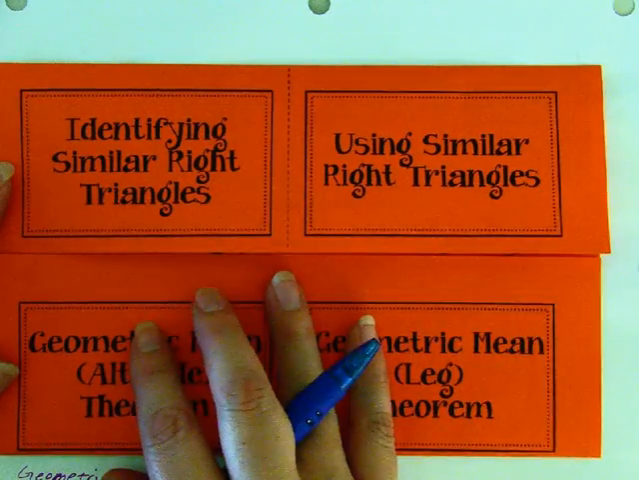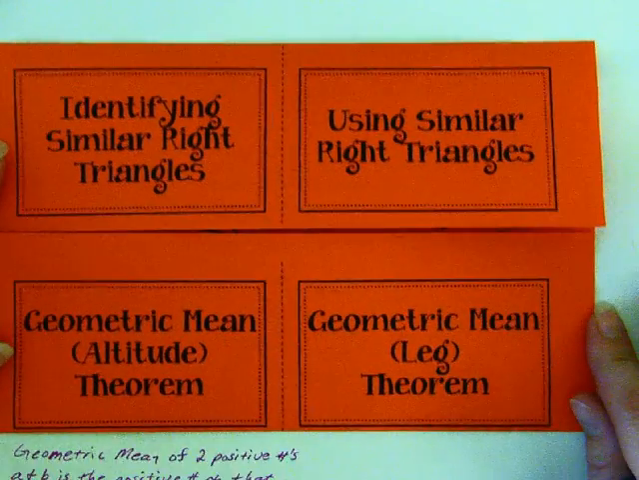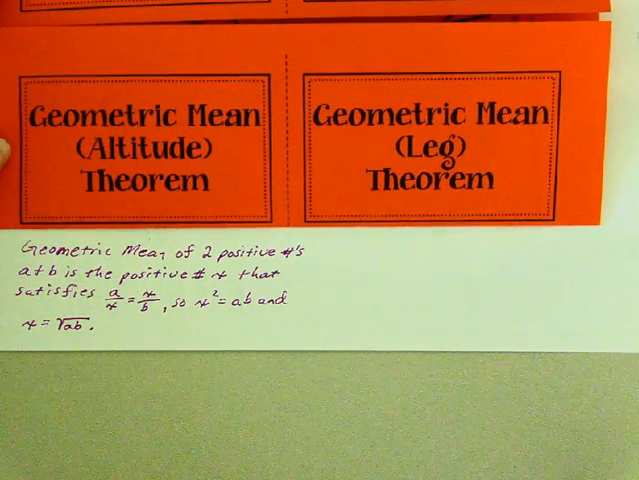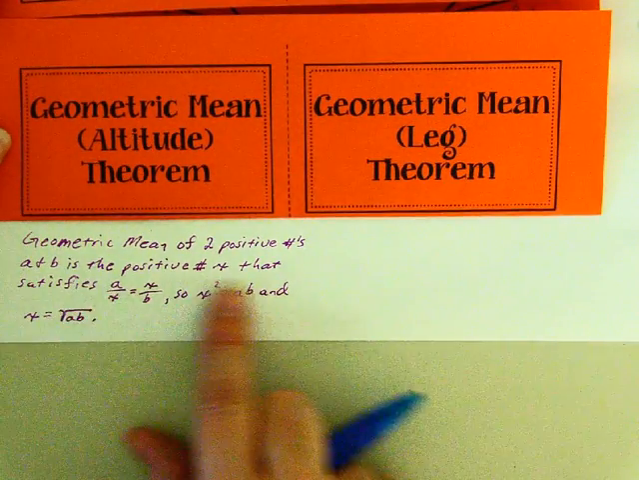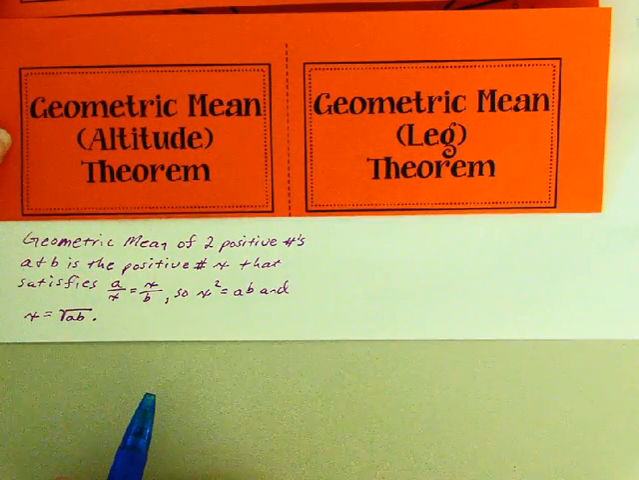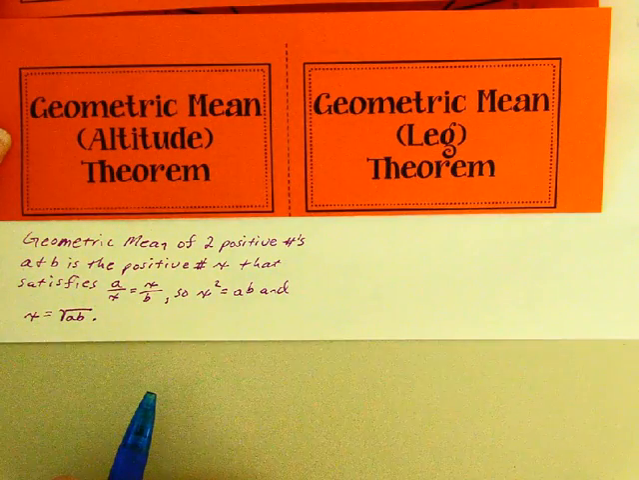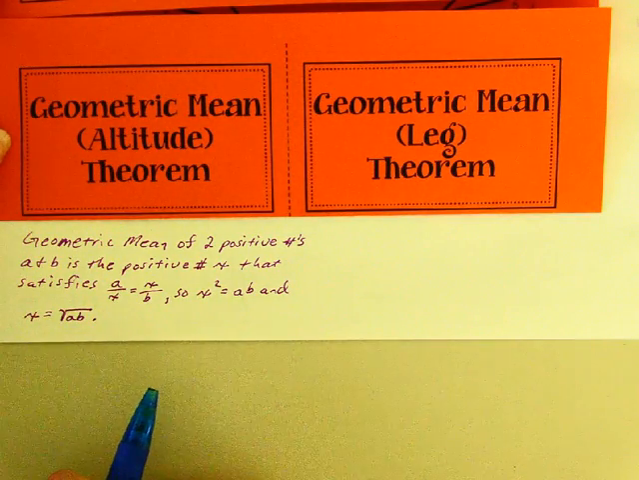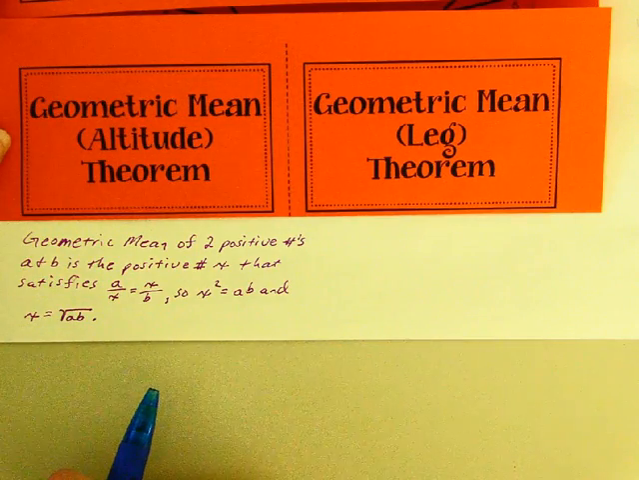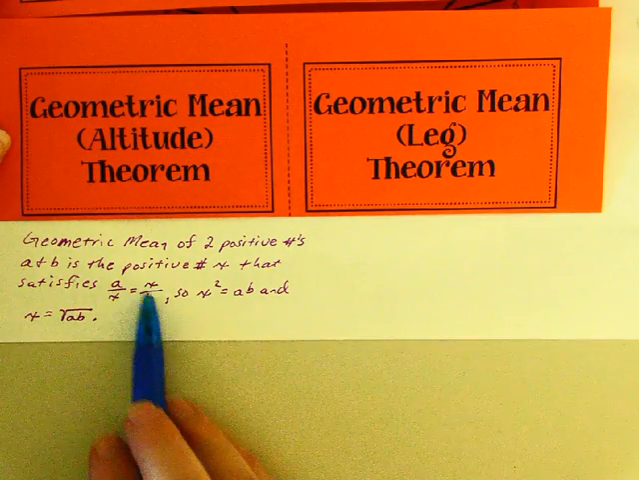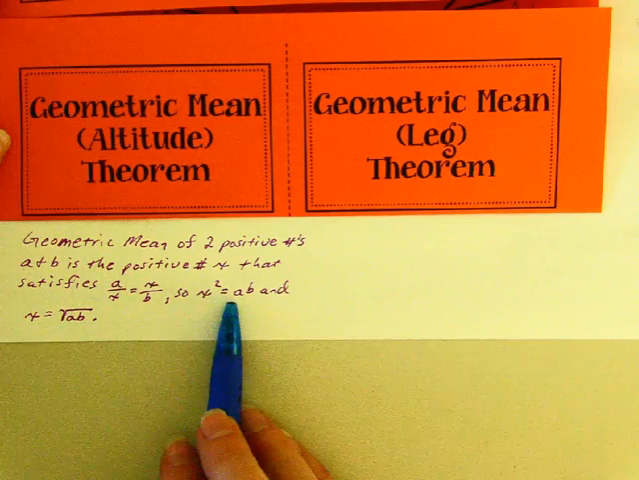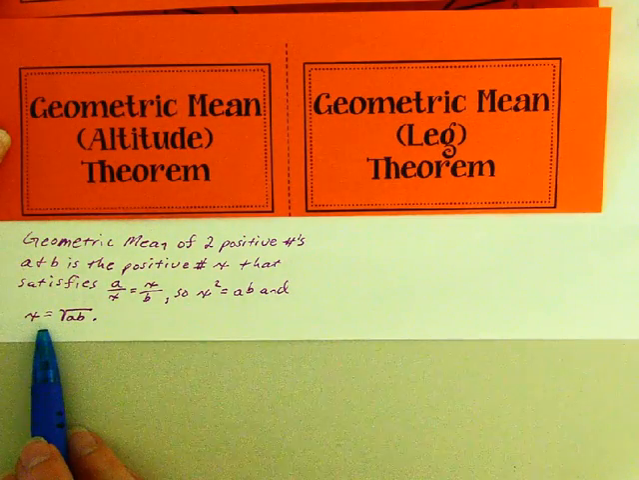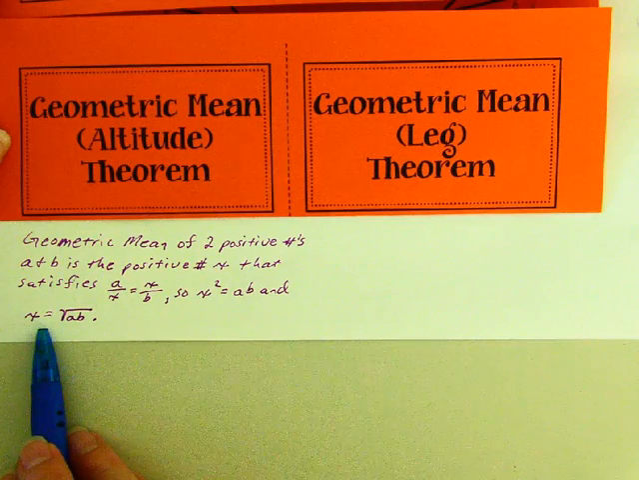So before we actually go into the foldable, we are going to talk about geometric mean and what that actually means for us. So just here on the outside, I have the geometric mean of two positive numbers, a and b, is the positive number x that satisfies our proportion a over x equals x over b. So then when we cross multiply here, we get x squared equals ab, and then we're going to do the square root of both sides, which gives us x equals the square root of ab.